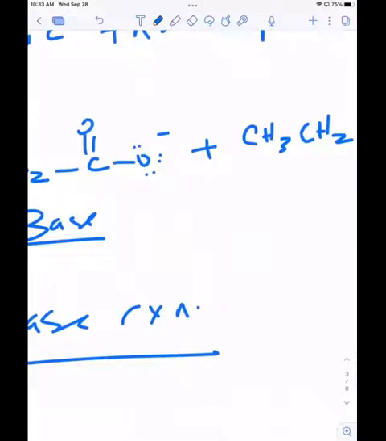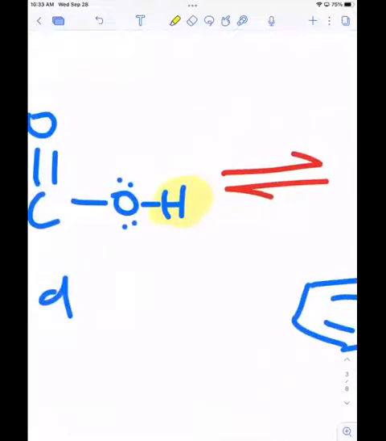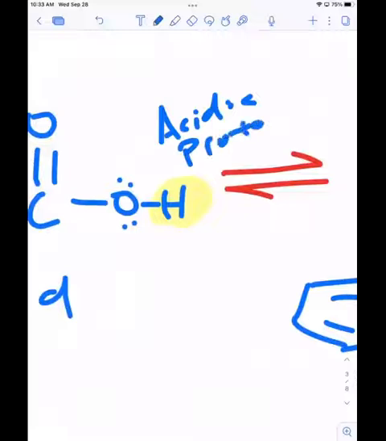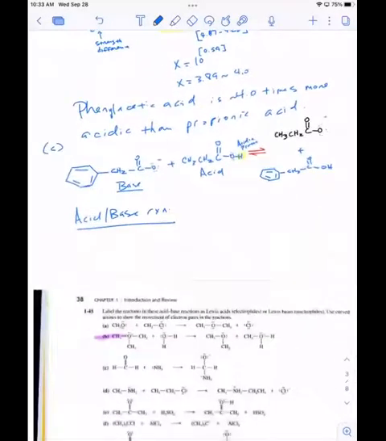There are some nuanced definitions about what a base is, but at the most fundamental level, a base is a proton acceptor. And over here, this is my acid, and it's this hydrogen that's going to be given away. So this is what we call the acidic proton. My acid has an acidic proton that is going to donate to the base. Any questions about that part?